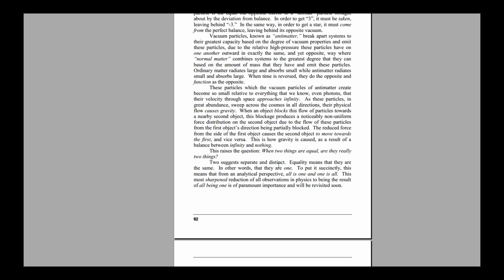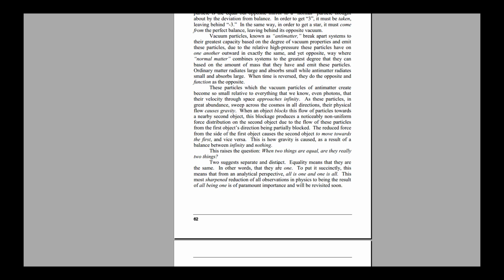These particles, which the vacuum particles of antimatter create, become so small relative to everything that we know, even photons, that their velocity through space approaches infinity. As these particles, in great abundance, sweep across the cosmos in all directions, their physical flow causes gravity. When an object blocks this flow of particles towards a nearby second object, this blockage produces a noticeably non-uniform force distribution on the second object due to the flow of these particles from the first object's direction being partially blocked. The reduced force from the side of the first object causes the second object to move towards the first and vice versa. This is how gravity is caused as a result of a balance between infinity and nothing.